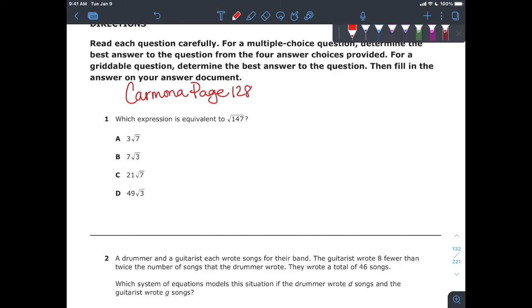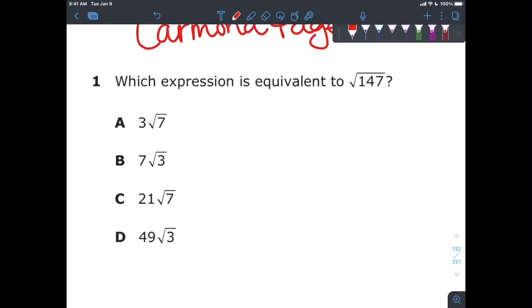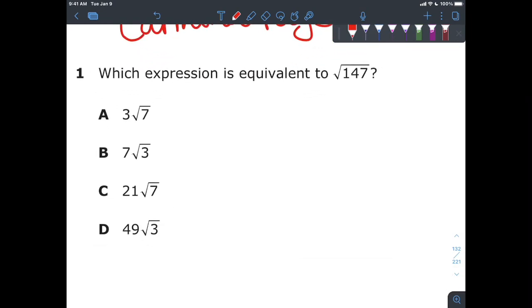Algebra 1 STAAR release. So let's go ahead and get started. Number 1. Which expression is equivalent to the square root of 147?